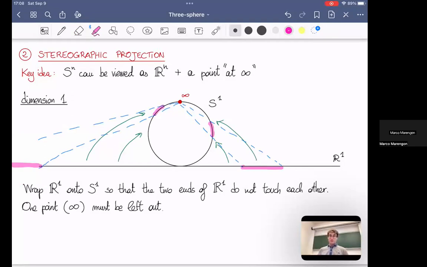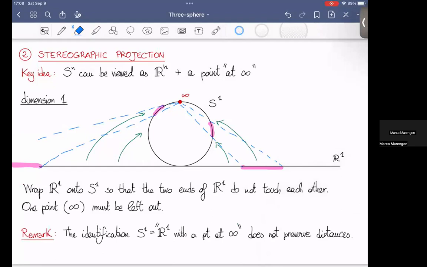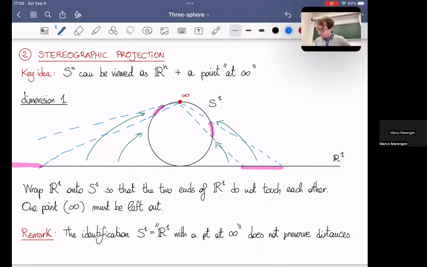But in doing so, I'm not preserving the distances. This is something that I want to mention. Here you can see that the distance that you have on the line here is much longer than the distance that you have on the circle.